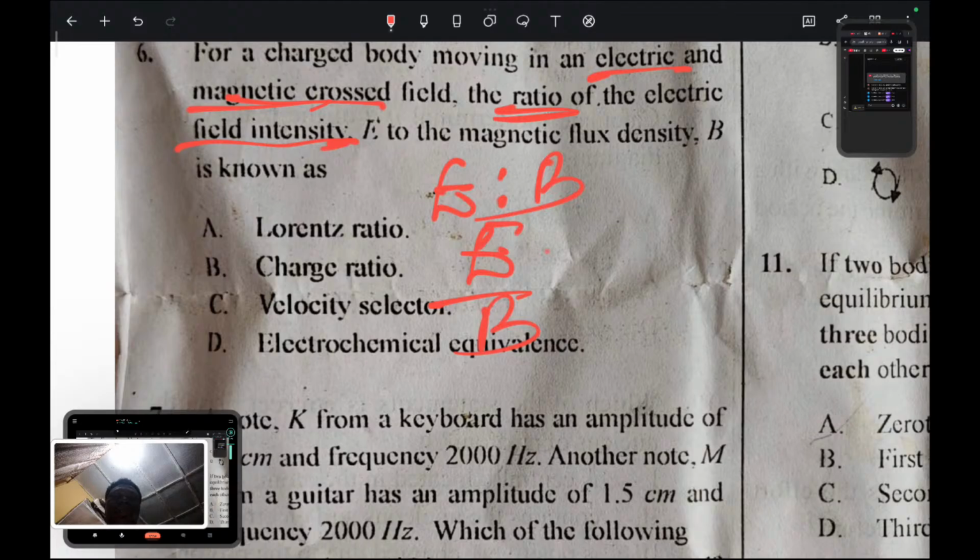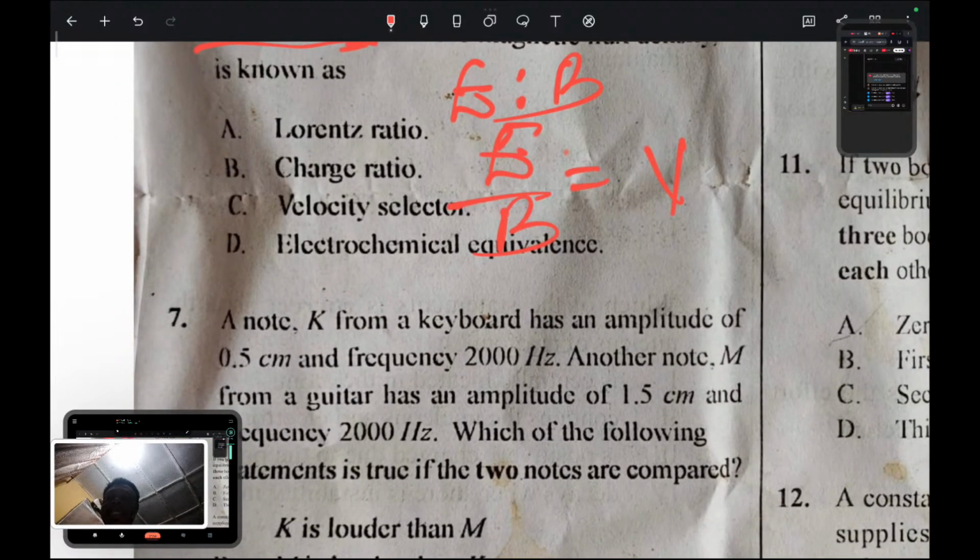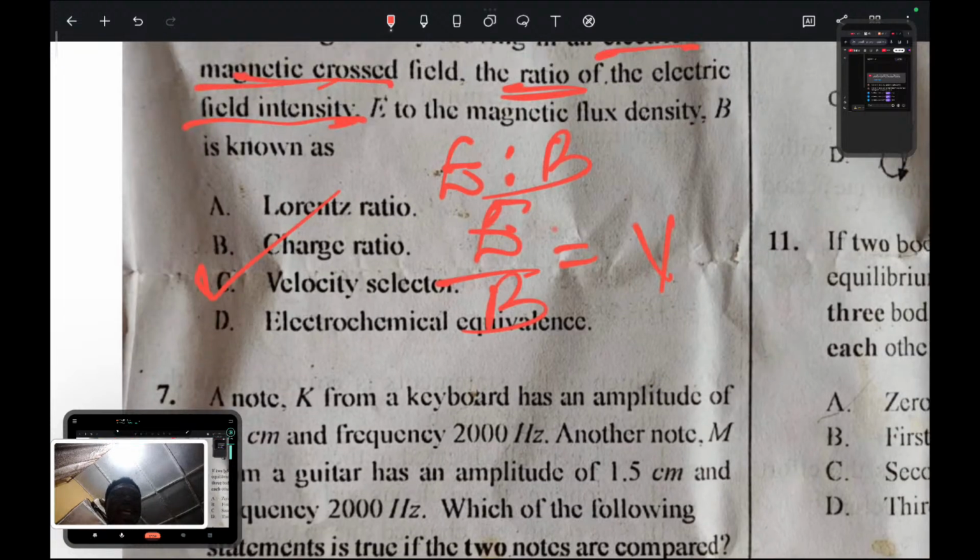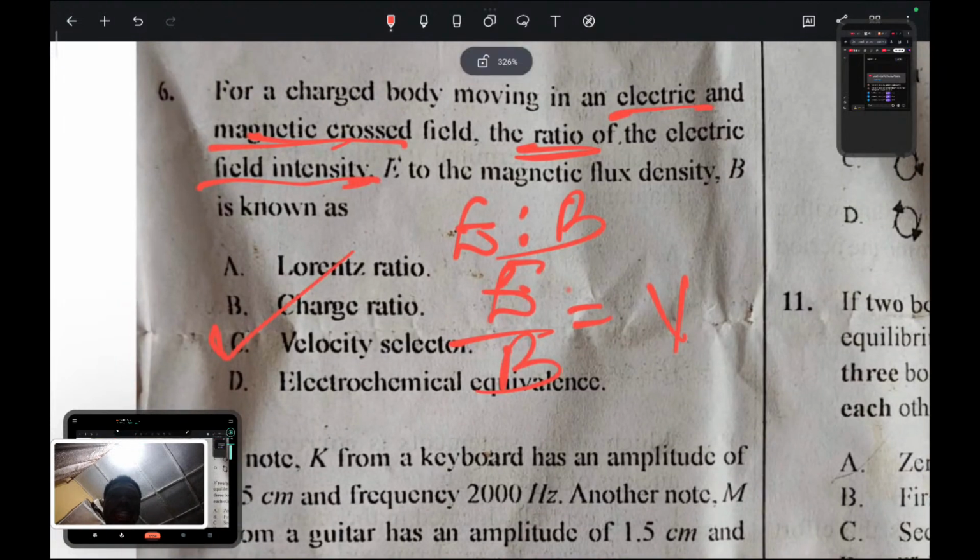You don't need to stress yourself. Once you have written stuff like this, it will give you the formula for what? This is equal to a particular formula. What formula is that? We have V. Is that clear? So this is the velocity selector. You don't need to stress yourself. This is a secret already.